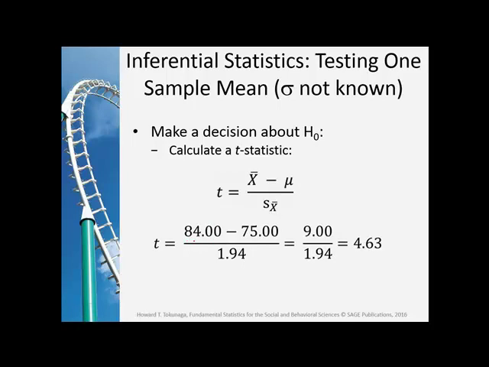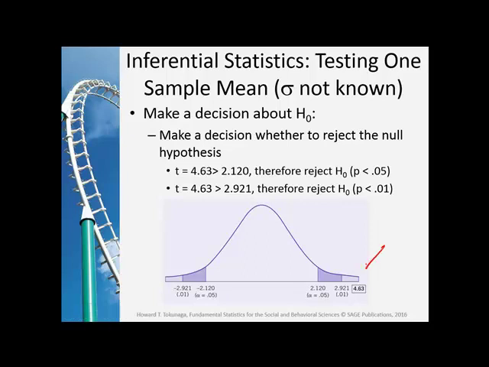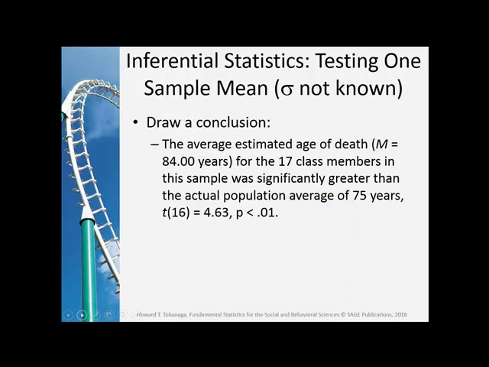Remember, our sample said that young people thought they were going to die at 84. We expect the population mean to be 75. With a standard error of 1.94, that gives us a t-value of 4.63. 4.63 is way out here in the tails. Way out in the tails. It's further than both 95% and 99% confidence. So it's really far out there, so we're going to reject the null hypothesis. The average estimated age of death for 17 class members was significantly greater than a population average of 75 years. Let's call this the optimism class. These people think they're going to live a long time.